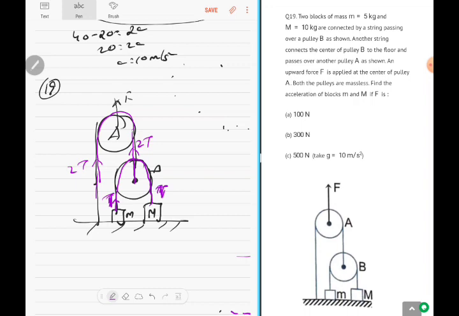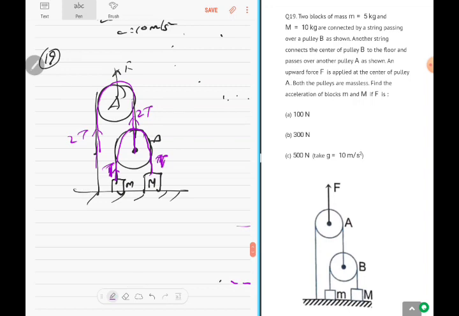Okay, and you know that there is a force F on that. I'm just trying. Therefore that force F has to be equal to 4T. F is equal to 4T. Yeah, F is equal to 4T. Therefore T is equal to F by 4.